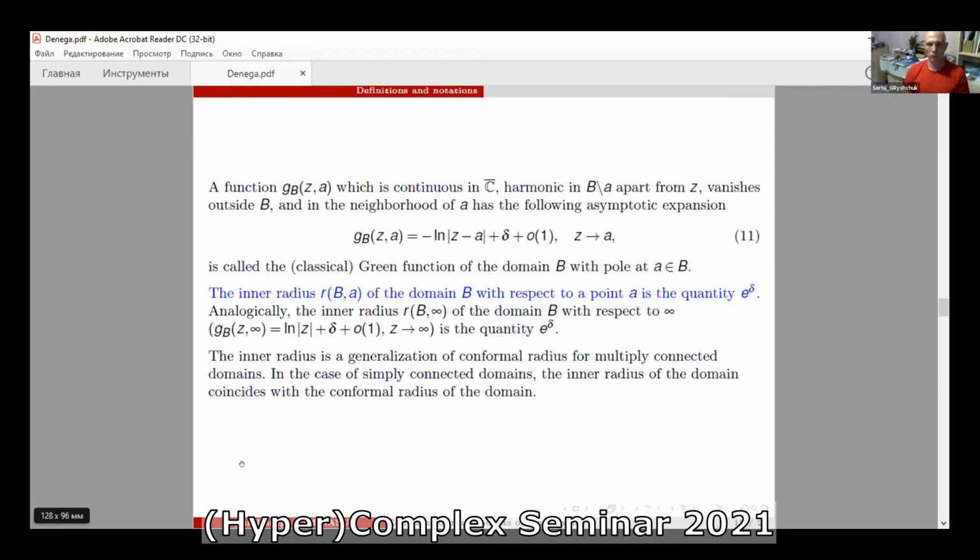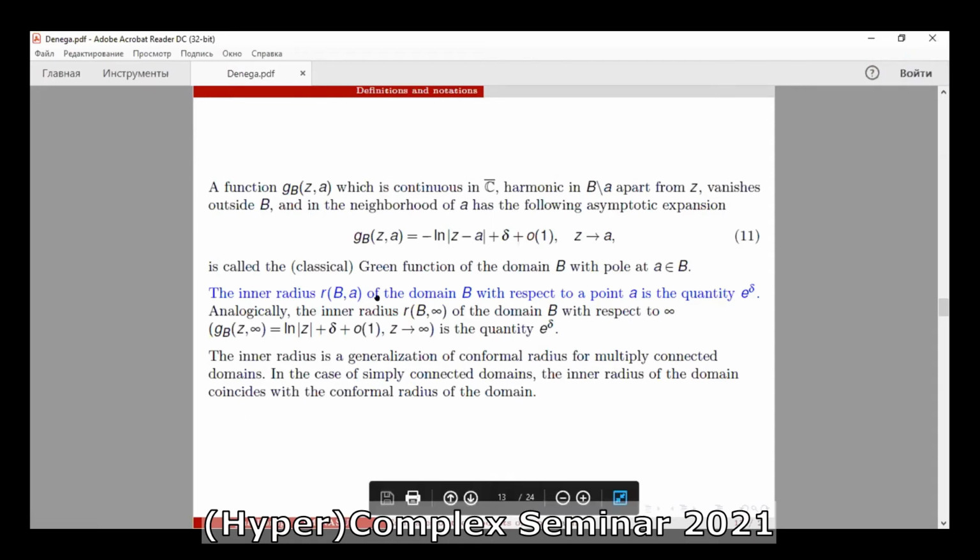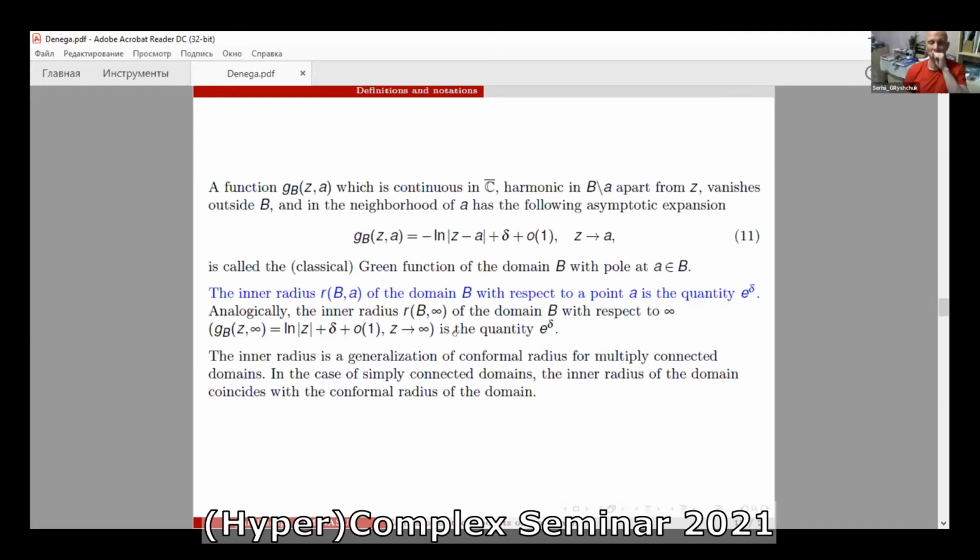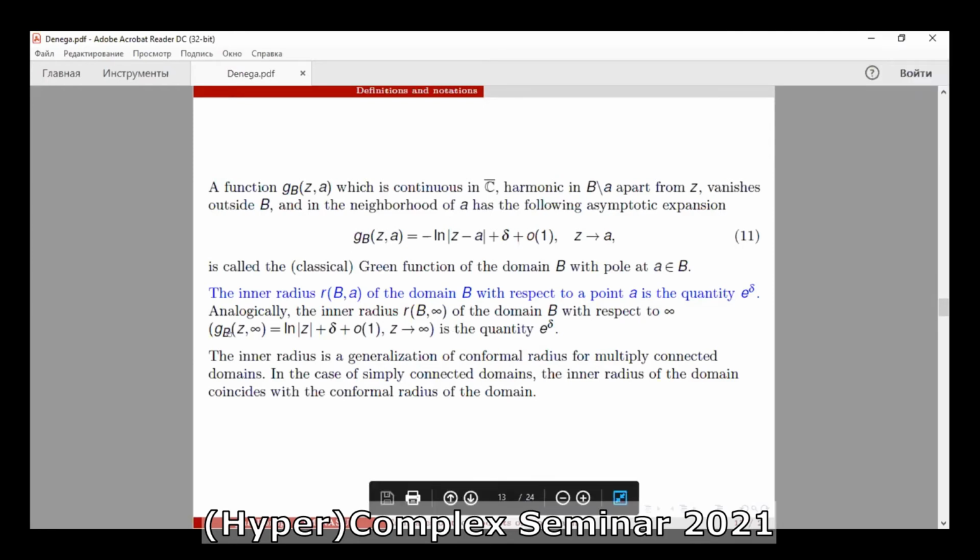The inner radius small r(B, a) of the domain B with respect to a point a is the quantity e to the power delta. Analogously, the inner radius r(B, infinity) of the domain B with respect to infinity is the quantity e to the delta. In this case, the Green function g_B(z, infinity) equals logarithm of modulus z plus delta plus an infinitesimal value as z tends to infinity.